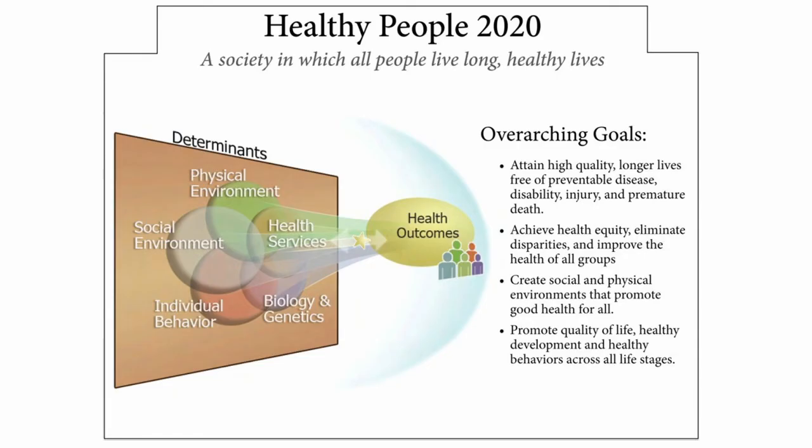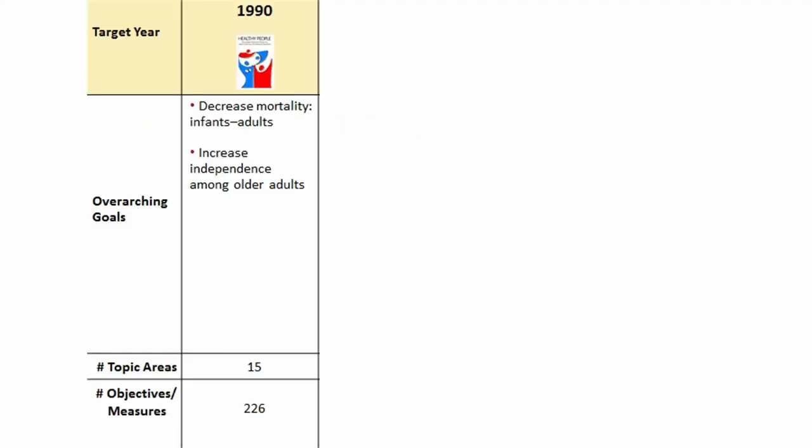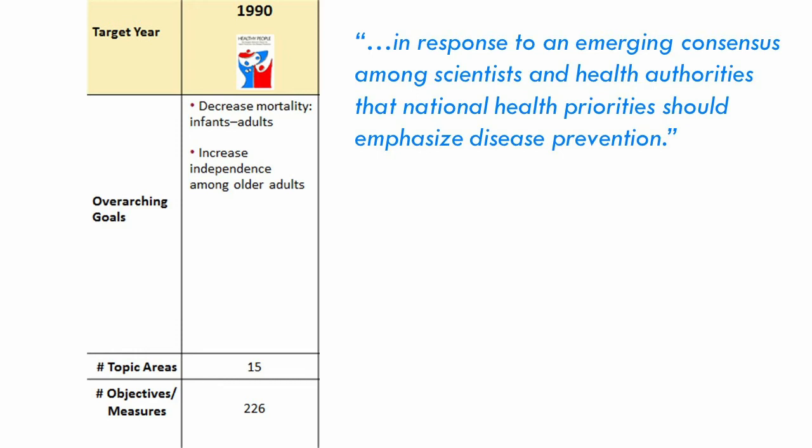In the U.S., major efforts have been undertaken since the 1970s to identify and improve major metrics of health in the American population, known as the Healthy People Project. The goals were first set in place in 1979 in response to an emerging consensus among scientists and health authorities that national health priorities should emphasize disease prevention. This first issue contained a report announcing goals for a 10-year plan to reduce controllable health risks.